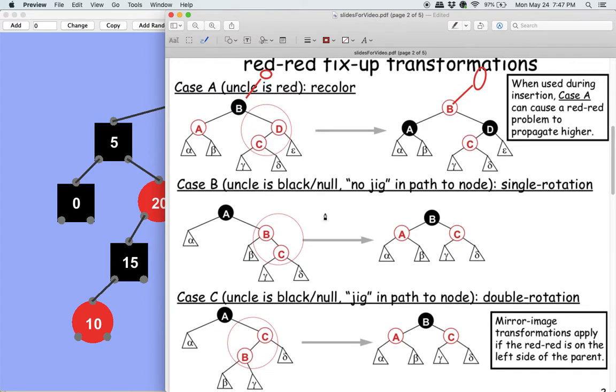In that case, we have either a null uncle, or a black uncle. In which case, we look and see whether the position of the two reds makes a line. So going from the grandparent to the parent and then to the child, is it all going the same direction? In this case, it is. And by the way, all of these have mirror image transformations if the red-red is on the opposite side.